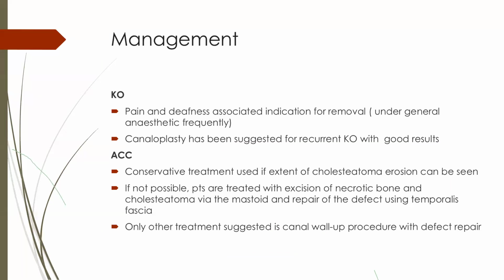Okay, so again, going into management. For keratosis obturans, like we said, the pain and deafness associated are an indication for removal, which is generally done under general anesthesia because of the severity of the pain. Canaloplasty has been suggested for recurrent keratosis obturans with good results in previous studies. In auditory canal cholesteatoma, conservative treatment is used where the extent of the cholesteatoma erosion can easily be seen. But if the exact extent cannot be seen, patients are treated with excision of the necrotic bone and cholesteatoma via the mastoid, and repair of the defect using temporalis fascia generally. The only other treatment suggested is a canal procedure with repair of the defect.